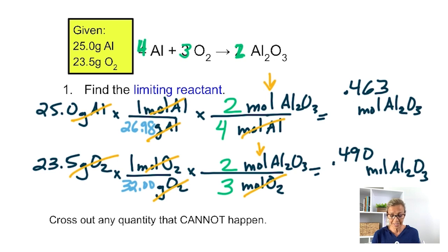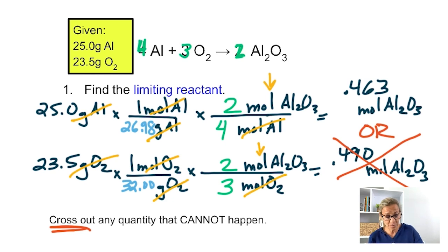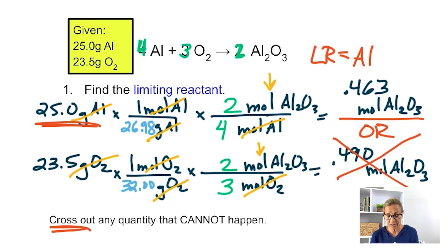Now, this is a very dangerous thing. I have 2 quantities with the same unit on my paper, and I want to write or. I always write or, because can they both happen? No. One reactant will produce the least amount of product, and that's my limiting reactant. So pick the smaller of the 2 and then cross out the other one, because it can't happen. The limiting reactant is the one that produced the least amount of product. So the limiting reactant in this case is aluminum, because that quantity produced the least amount of product.